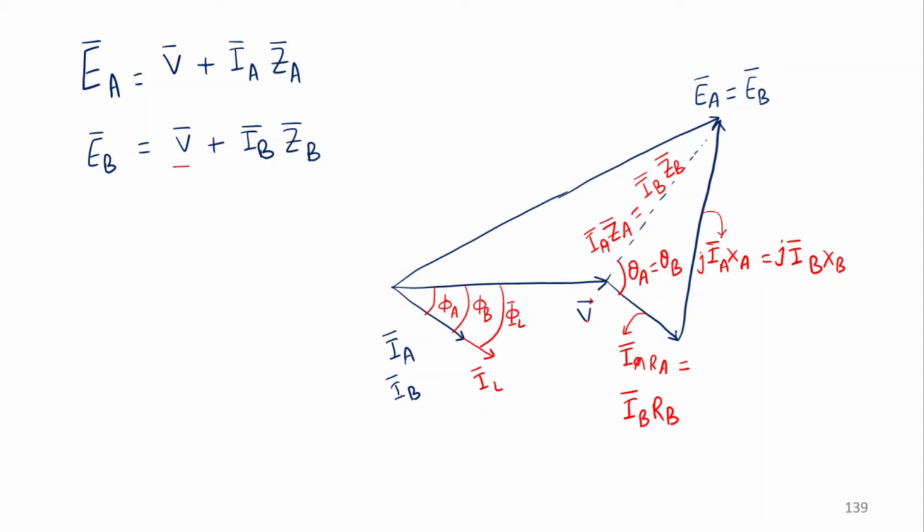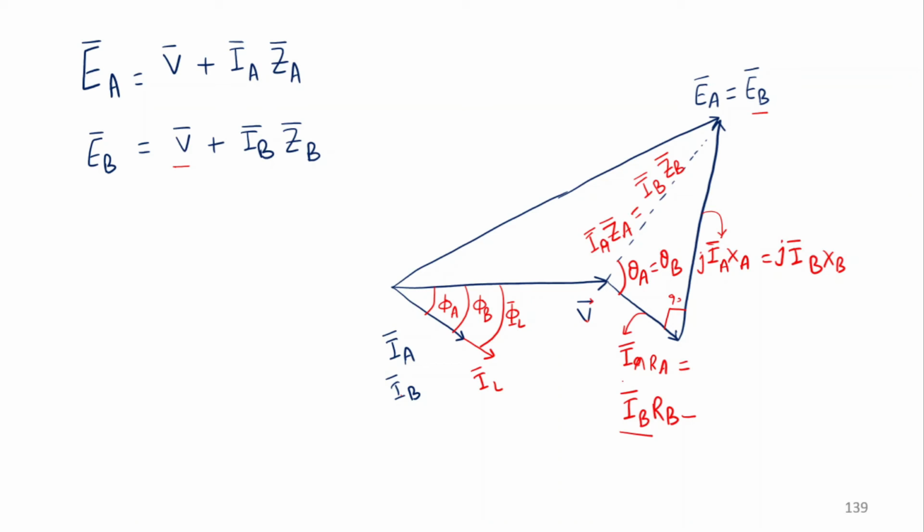So how to draw IARA? It will be in the same phase, for IARA equal to IBRB, and at 90 degrees it will be jIAXA equal to jIBXB. The resultant of IARA and jIAXA will be IAZA, and IBZB. The final resultant of V plus IARA plus jIAXA will be EA, and V plus IBRB plus jIBXB will be EB. So this is the final phasor diagram.